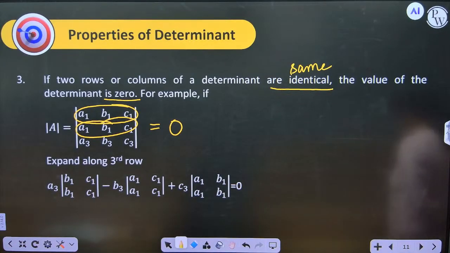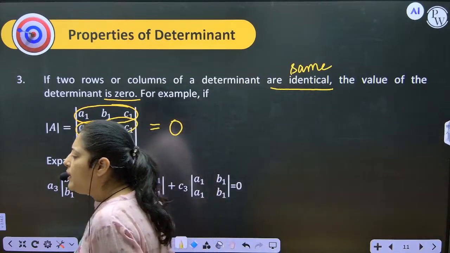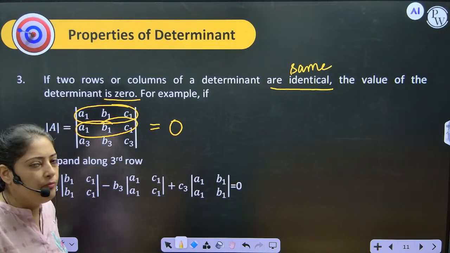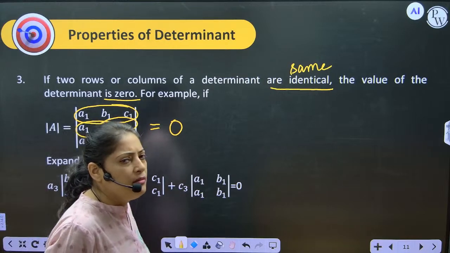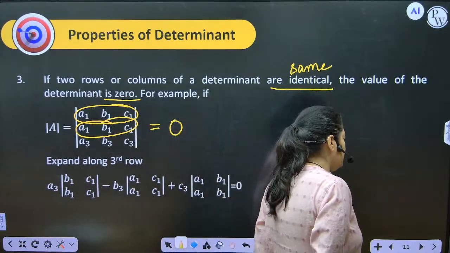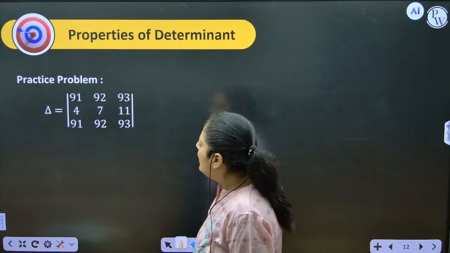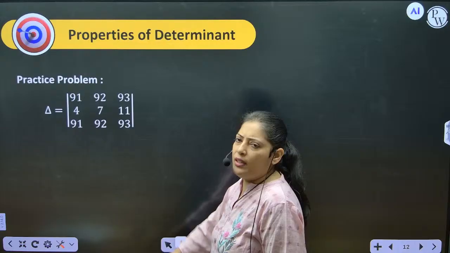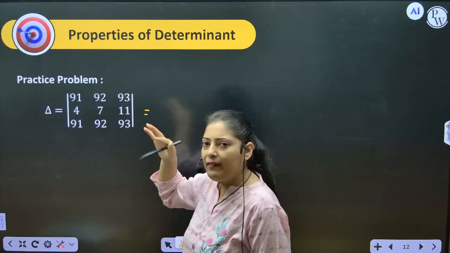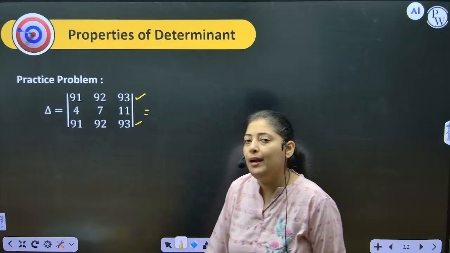So these properties, see, anyhow, you can't just learn them. But when you do so many questions, anyhow, they will be there in your mind. Just read it and automatically it will be pasted in your mind. Copy paste. Read in such a way that it will be copy paste. Now they have given the example, that we will solve. Now see, directly I can write the answer as 0. Why? Because this row and this row are the same. But I'll tell you the proof.